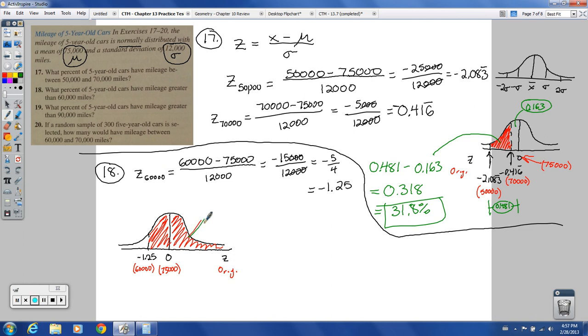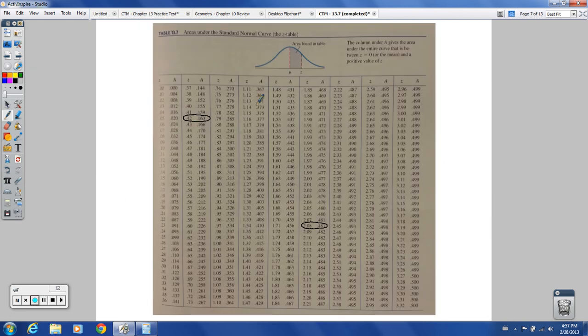So right here, this is 50% of the data. And then this part, that's what I need to figure out. So this from 0 to negative 1.25 is the same as from 0 to positive 1.25. That's a simple look at the table here. Let's figure out what I have.